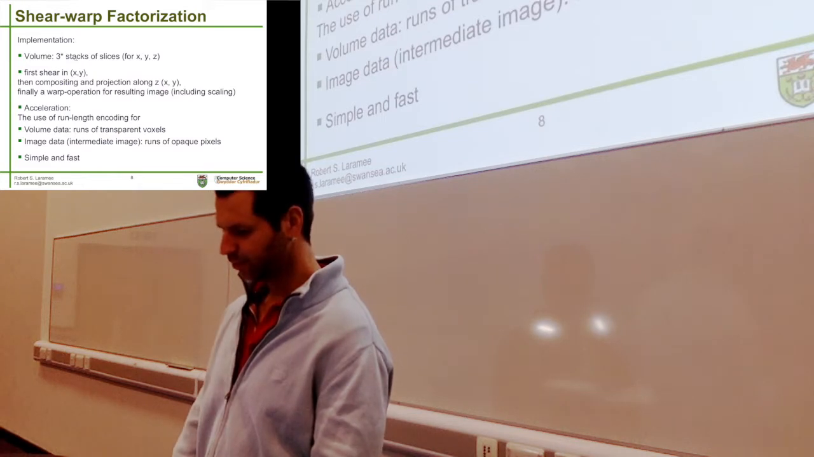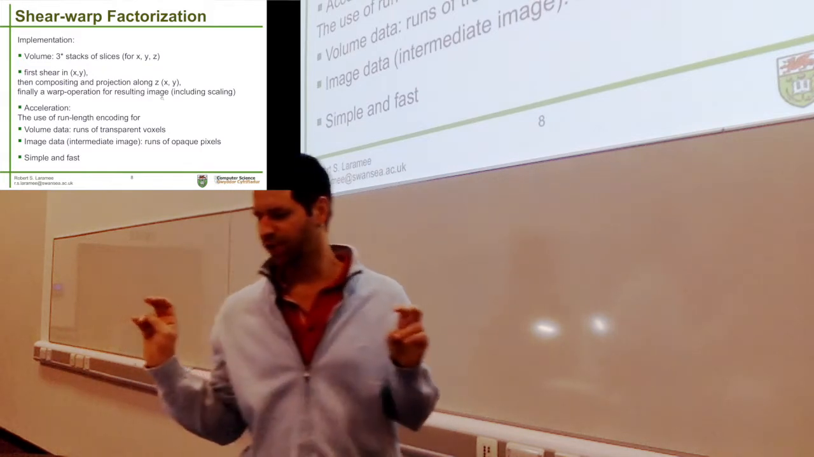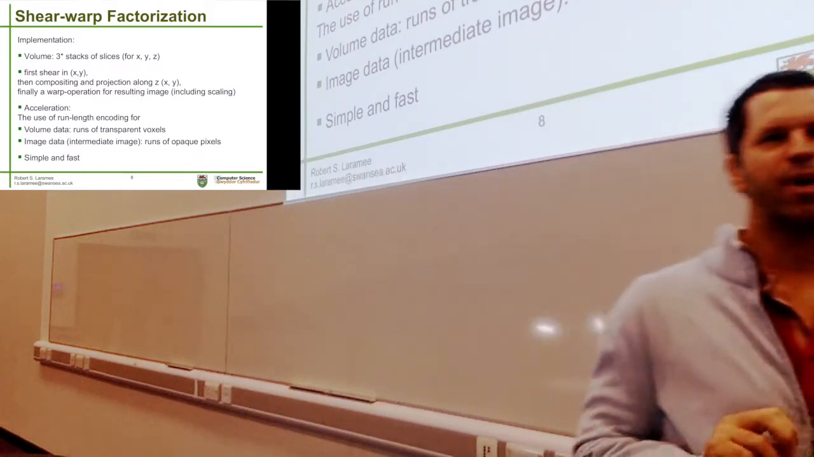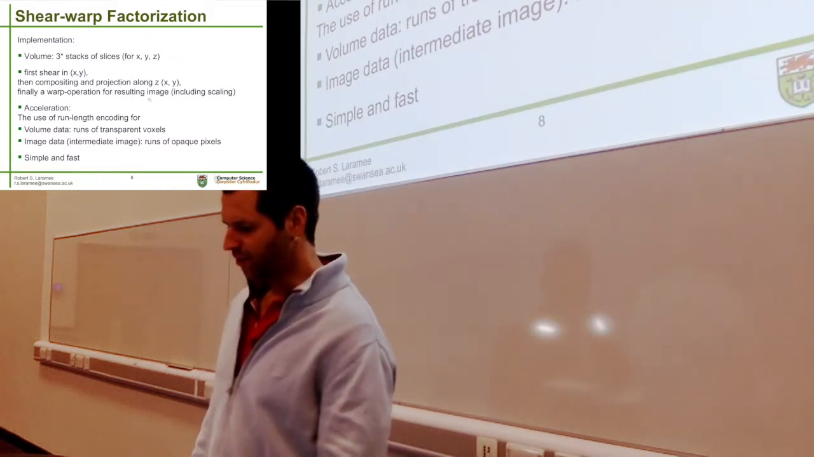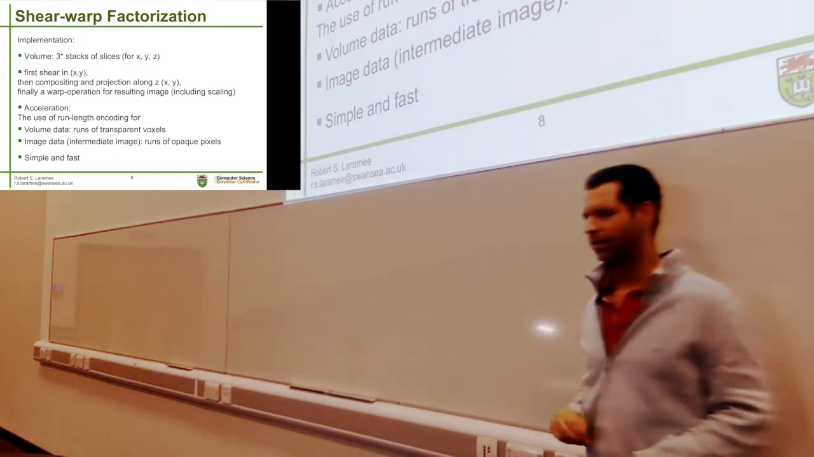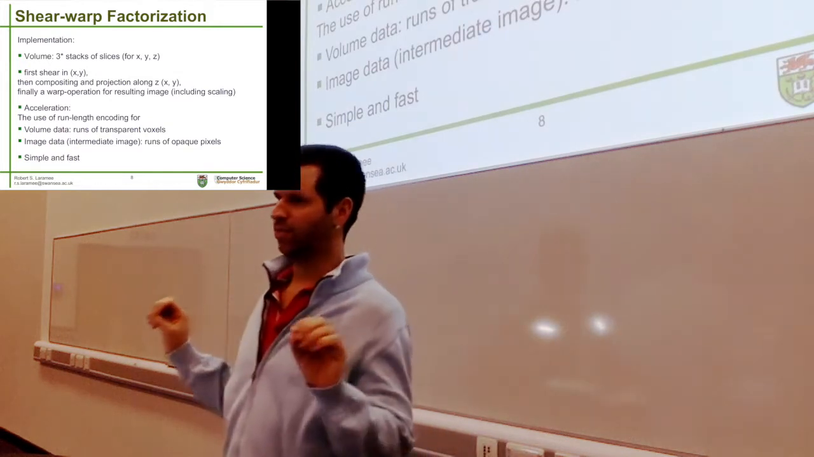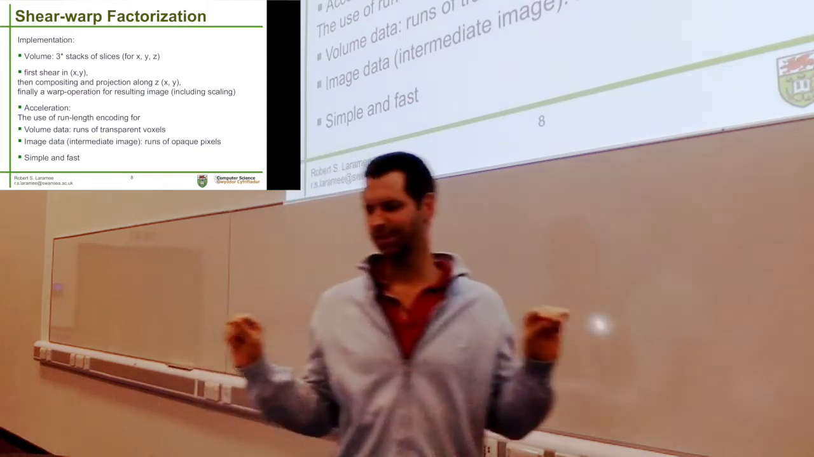So we have a stack of slices. We shear them in both the X and Y directions. Then we composite and project along the Z axis, and then finally a warp operation. That's like the unshear, and that's done in image space. And why is it faster than the traditional ray casting? There are a few reasons, but one is the compositing. The compositing is faster because the rays are always orthogonal to the slices.